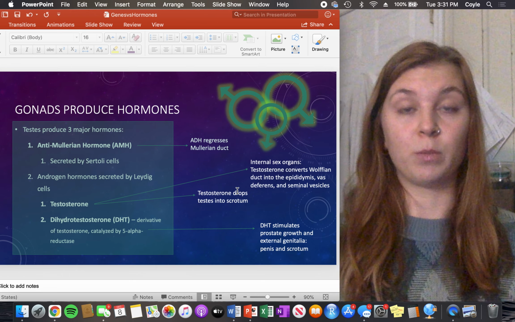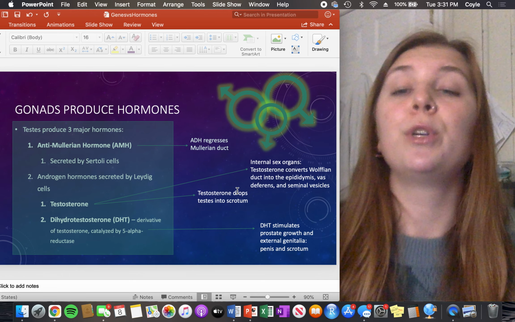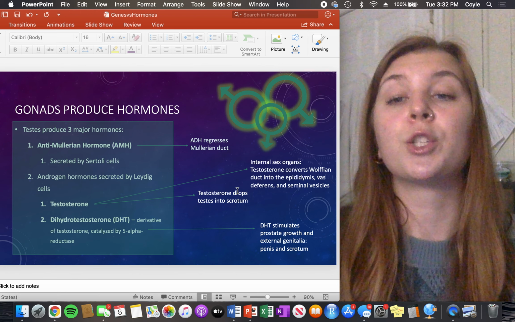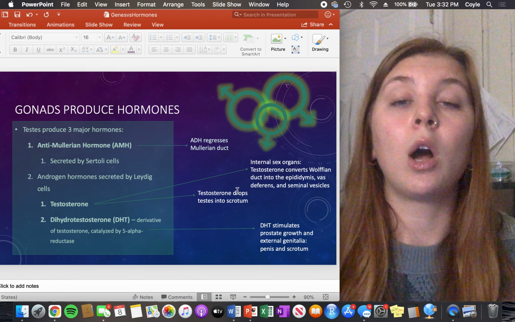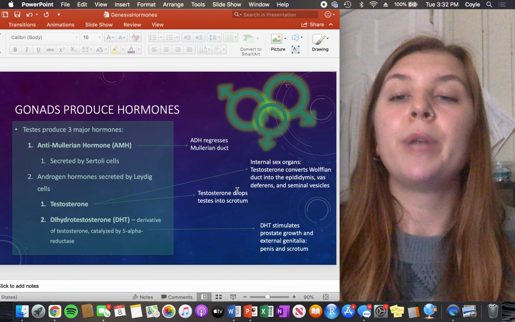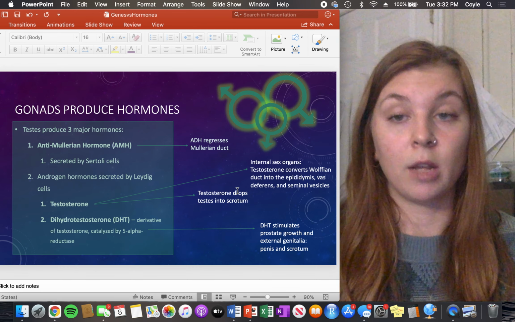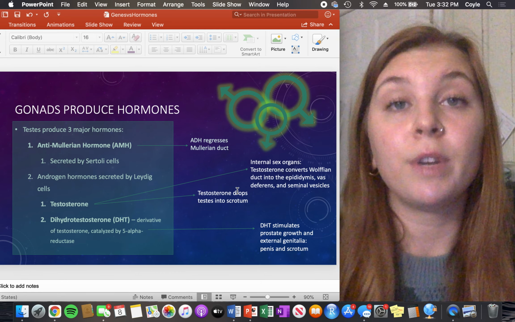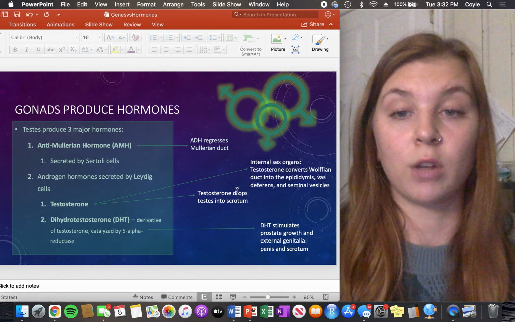So now that we have the testes, which are the male gonad, the testes produce three major hormones. The first hormone it produces is the anti-Müllerian hormone. It's secreted by the Sertoli cells, and this hormone causes the Müllerian duct to regress. So this regresses, and now we're only left with the Wolffian duct. So now we have the androgen hormones secreted by the Leydig cells, and the androgen hormones are testosterone and dihydrotestosterone, DHT. So DHT is a derivative of testosterone, and it is catalyzed by 5-alpha reductase. So we'll talk more about that later.